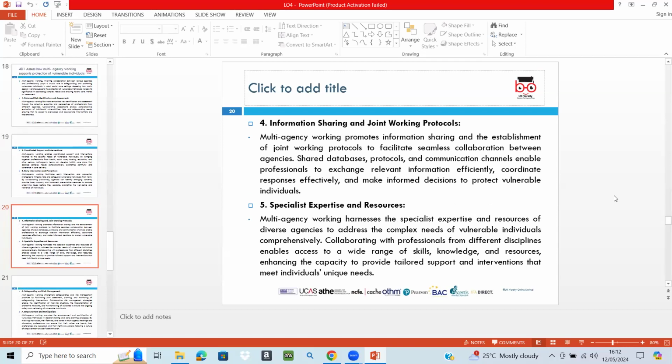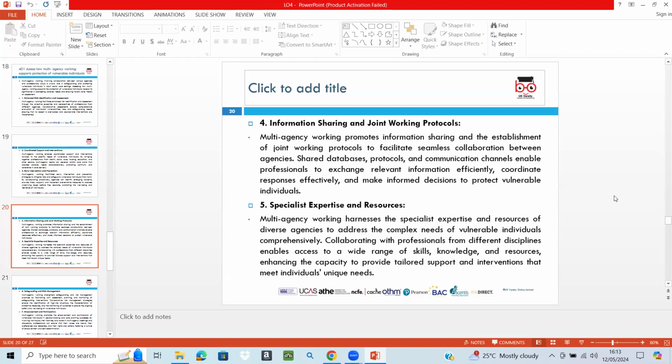Now, moving on to the next slide, we have information sharing and joint working protocols and specialist expertise and resources. Right. So multi-agency working fosters information sharing and the establishment of joint working protocols to streamline collaboration between agencies within adult social care settings. By implementing shared databases, protocols, and communication channels, professionals can exchange relevant information efficiently, coordinate responses effectively, and make well-informed decisions to safeguard vulnerable individuals.